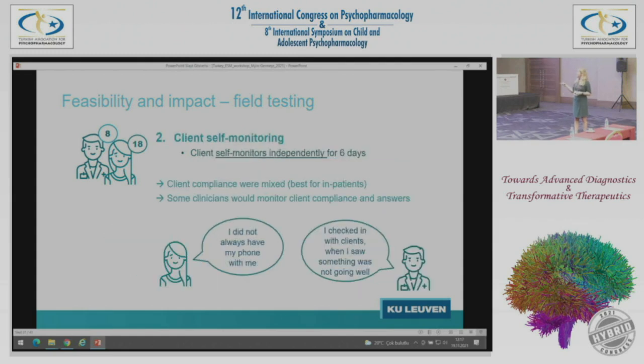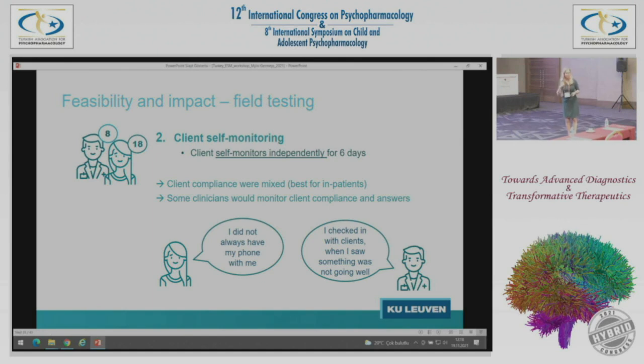Then we had the client self-monitoring. So the clients have to self-monitor independently for 6 days. And here we found that the client compliance was mixed. We found the best client compliance in inpatients, which is interesting, but also maybe a little bit disappointing, because it's usually outpatients that we would be most interested in, because these are the patients that you don't see in your clinic. You only see them for the 15 minutes. So their compliance was a bit lower.